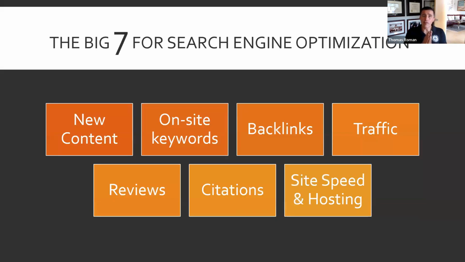So there's a big 7 for search engine optimization. And this is very quick. One, you want new content. You want on-site keywords, meaning both the service keyword and the geography. You want to have backlinks to your site. There's 3 different types of links. There's internal links within a site. There's links that go out of a site from you to another website. And then there's backlinks from other websites to your site. So we want to make sure we're focusing on the backlink part. That's what we're really focused on.